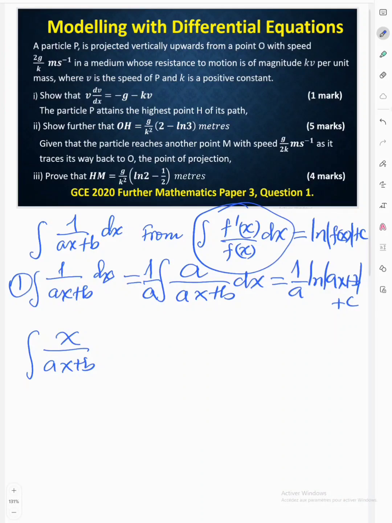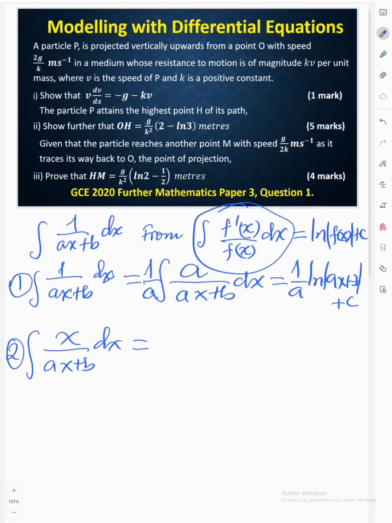So this was the first case. The second case is x all over ax plus b dx. In this case, you can see that it's different from the first. The numerator is no longer a constant, but the variable x itself. When such a situation appears, you have a linear function at the numerator and a linear function at the denominator. There is the need to do partial fractions before you can integrate.